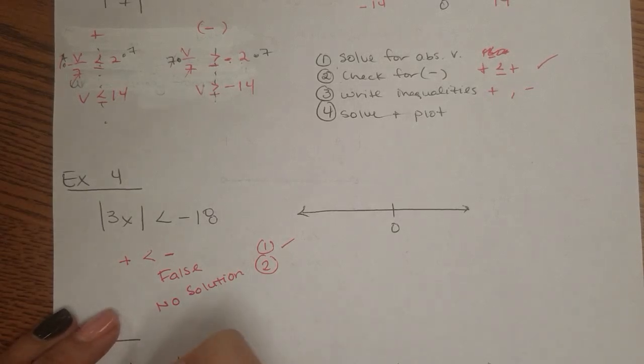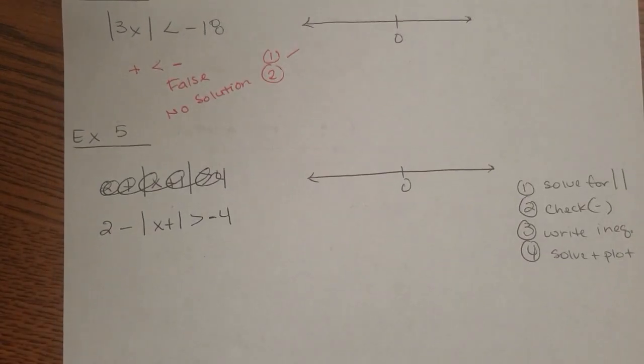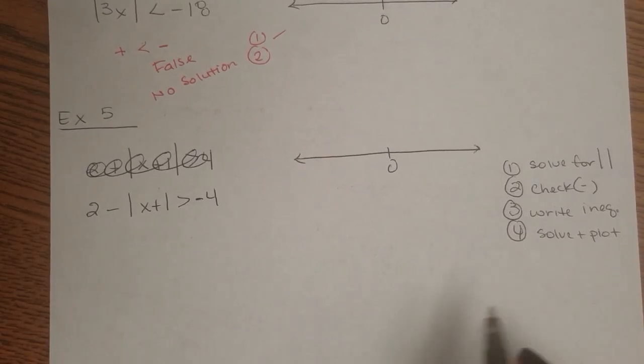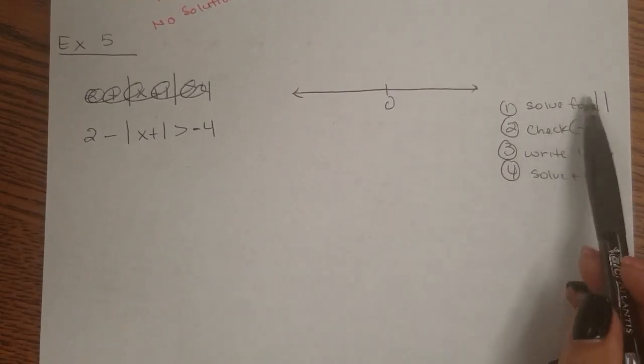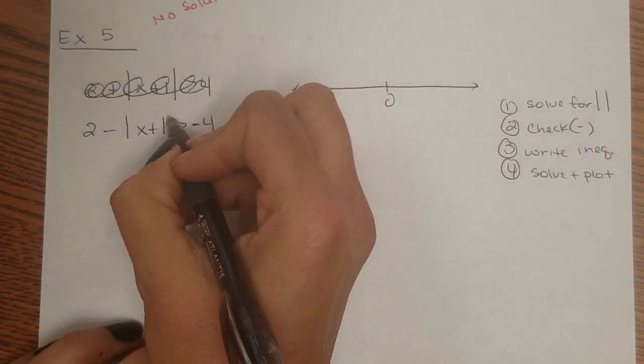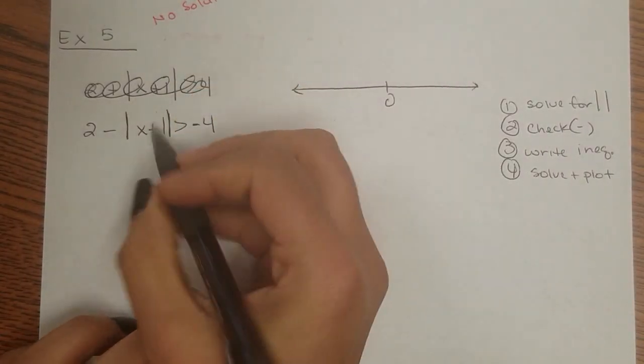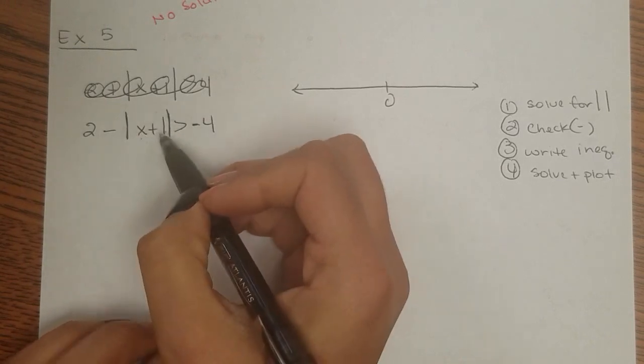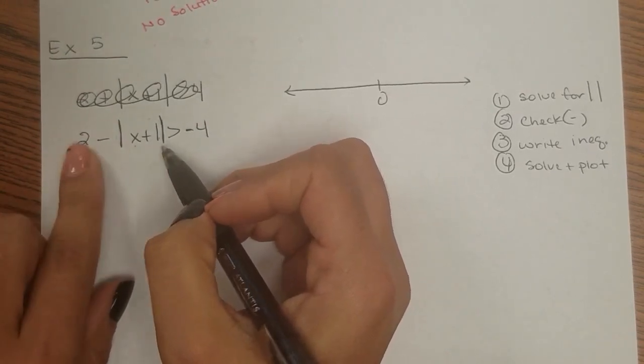I'm going to rewrite this example real quick. 2 minus... Okay, so I have one more example for you right here. Step 1 is to solve for our absolute value part. So here we have not solved for it. We have x plus 1 inside the absolute value, and we have a 2 minus this whole thing.